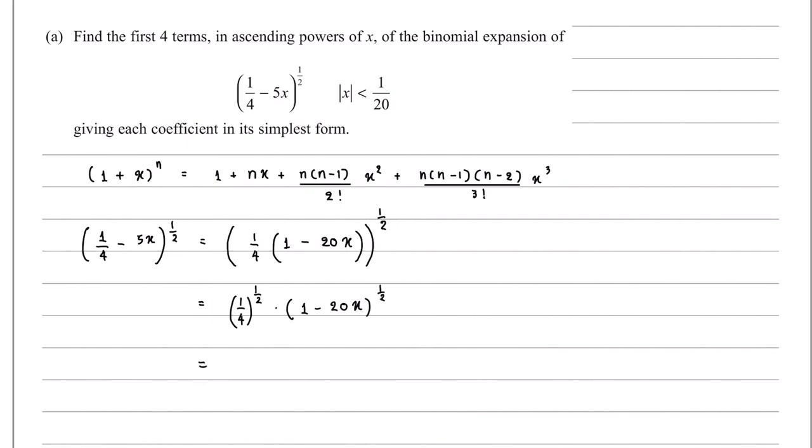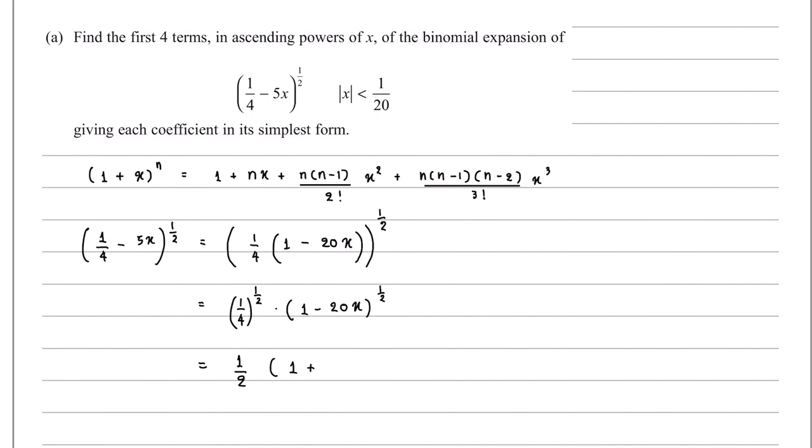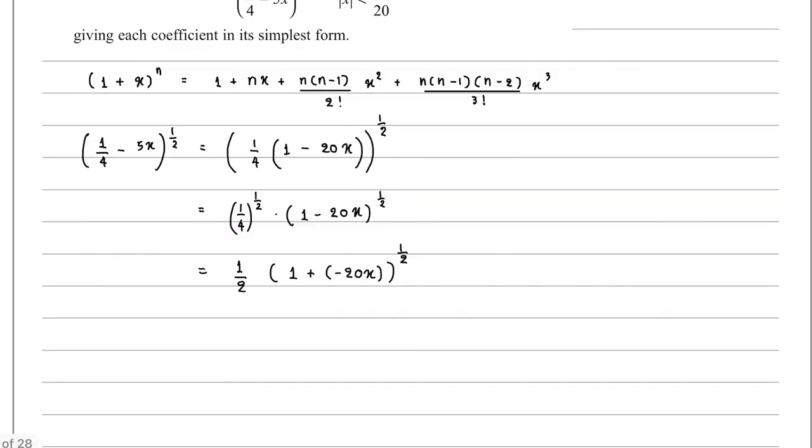We simplify this term, it will be 1/2 times 1 minus, which we can change to plus. According to the formula here, it has to be 1 plus something to the power of n. So we put negative with 20x like this, to the power of 1/2. Now you can see that this term and this term have the same pattern. We have 1 and 1 here. The second term is x, and here is n. n is 1/2. So then we can expand it.